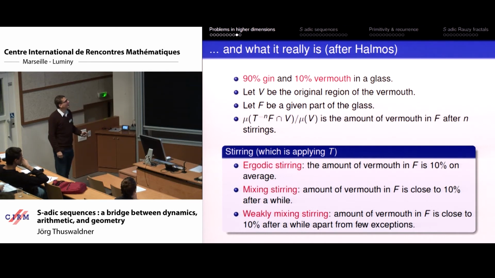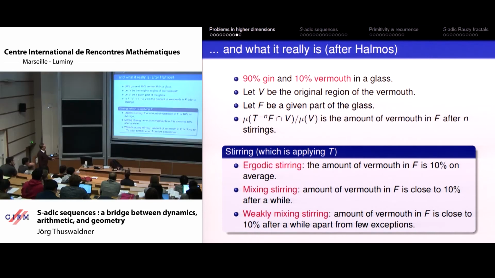And then you take a given region F in the glass. Take the Lebesgue measure in the glass, call it mu. You see that this quantity is the amount of vermouth that is in F after you used your spoon n times to stir. So your transformation T is just stirring. And now there are 3 different kinds of spoons.